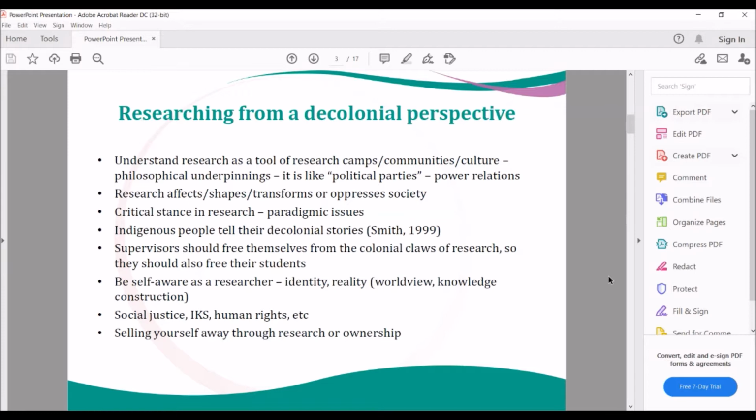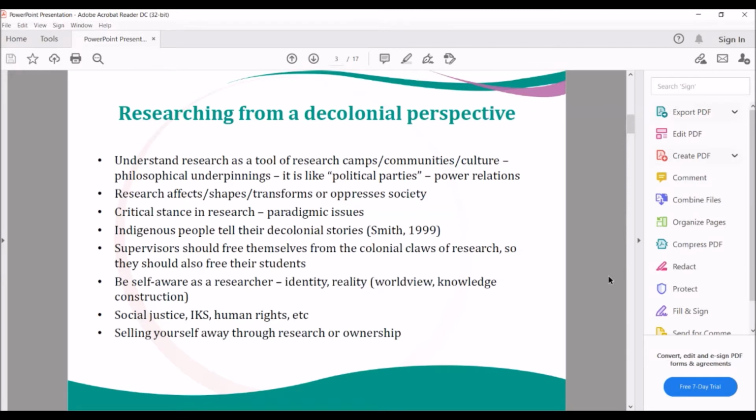So research affects, shapes, or transforms, or, on the opposite, may even oppress society. If you look at how knowledge has been constructed and universalized from the Western world, I relate that pretty much to how governments are governing people.